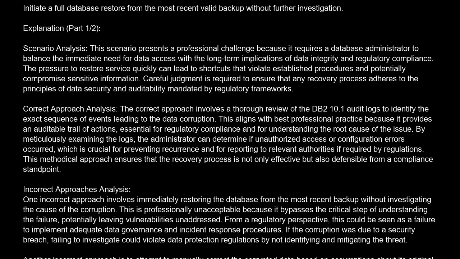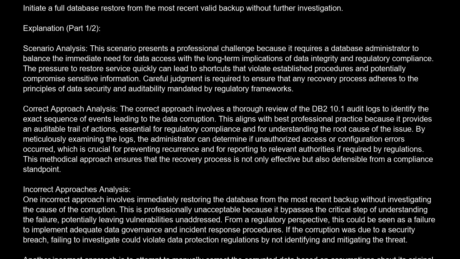Correct approach analysis. The correct approach involves a thorough review of the DB2 audit logs to identify the exact sequence of events leading to the data corruption. This aligns with best professional practice because it provides an auditable trail of actions, essential for regulatory compliance and for understanding the root cause of the issue. By meticulously examining the logs, the administrator can determine if unauthorized access or configuration errors occurred, which is crucial for preventing recurrence and for reporting to relevant authorities if required by regulations. This methodical approach ensures that the recovery process is not only effective, but also defensible from a compliance standpoint.